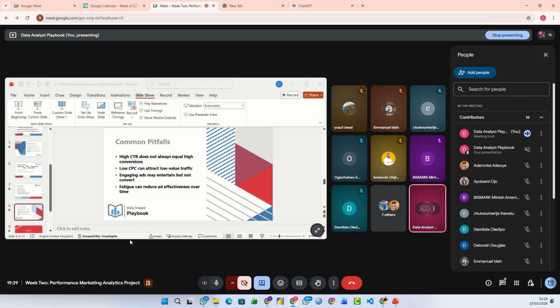So engaging ads may entertain but not convert. Yes, engaging ads may entertain but not convert. So fatigue can reduce ad effectiveness over time. Performance drops as users see the same ad repeatedly. These are what we call fatigue in ads. So it is most likely what we know as fatigue when you're tired. You understand?